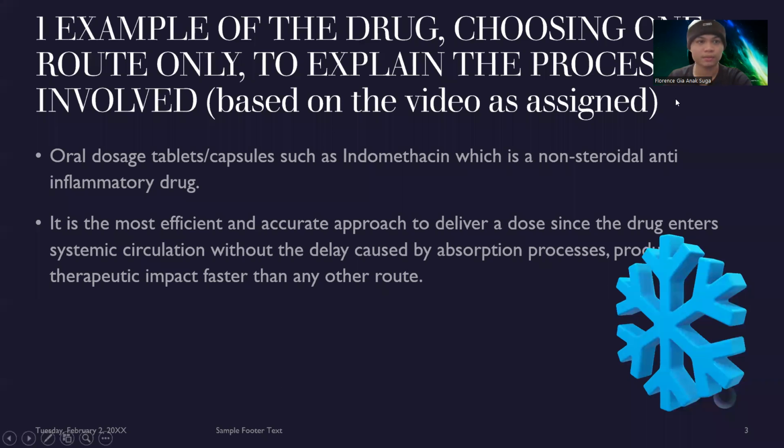Now I would like to explain an example of a drug based on the assigned video. For example, oral dosage tablets or capsules such as indomethacin, which is a non-steroidal anti-inflammatory drug. It is the most efficient and accurate approach to deliver a dose, since the drug enters systemic circulation without the delay caused by an absorption process, producing therapeutic impact faster than any other route.